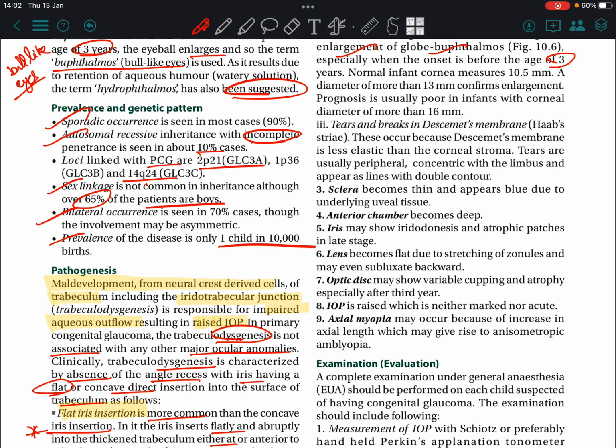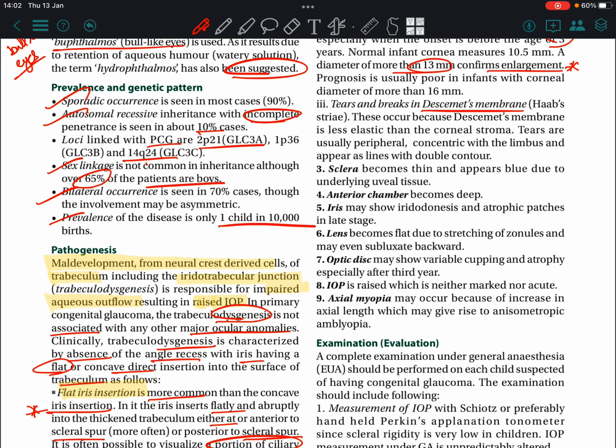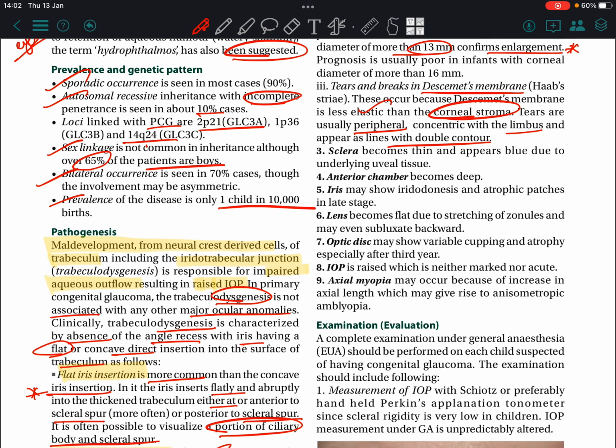Tears and breaks in Descemet's membrane and a diameter of more than 13 mm confirm enlargement of the cornea. Prognosis is poor beyond 16 mm diameter of the cornea. Tears and breaks in Descemet's membrane occur because Descemet's membrane is less elastic than the corneal stroma. Tears are usually peripheral, concentric with the limbus, and appear as lines with double contour.